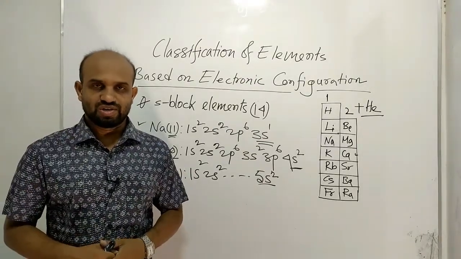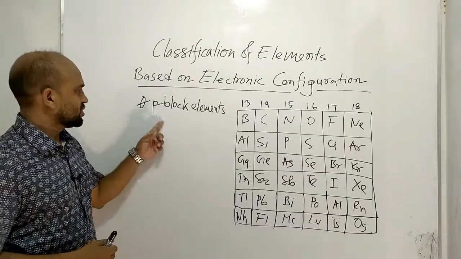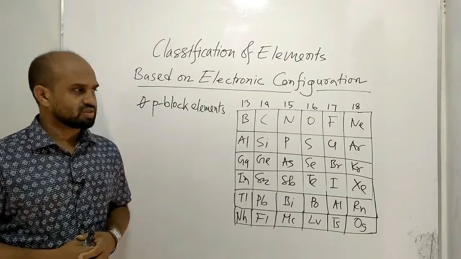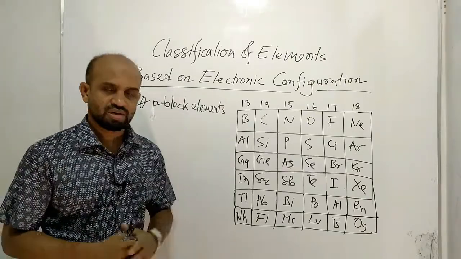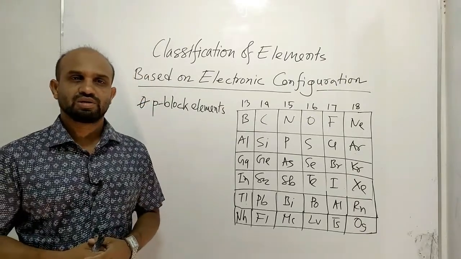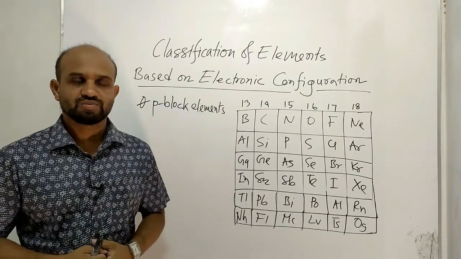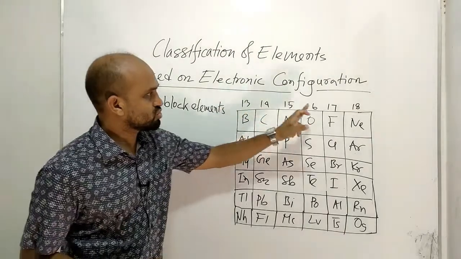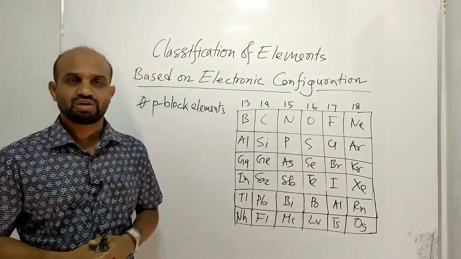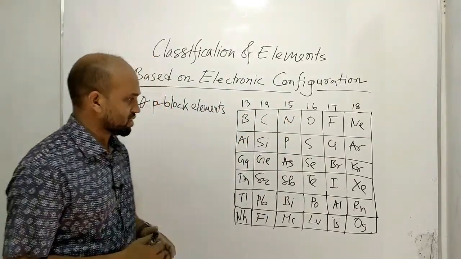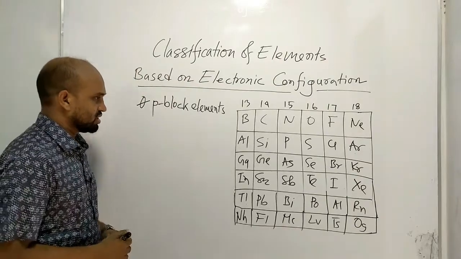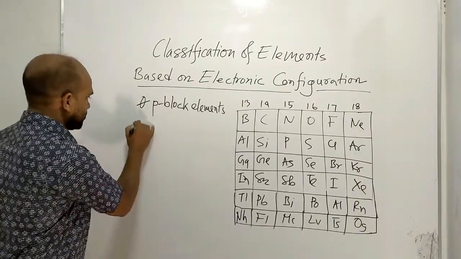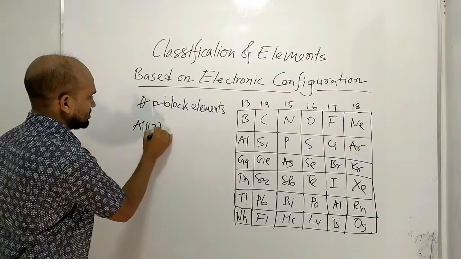Let's see the next point. Now, P block elements. Similarly, like S block elements, the elements where the last electron enters p orbital. The elements of column 13 to 18, excluding helium, are called P block elements. Let's see some electronic configurations of some elements. First of all, let's see aluminum. Aluminum is 13.